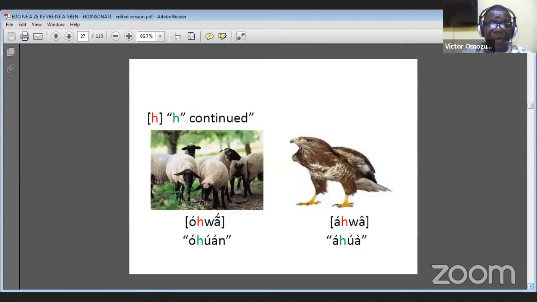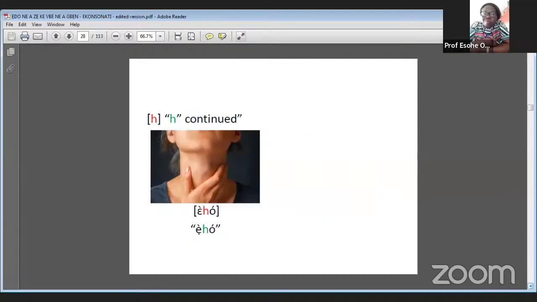He, you can see in Ohuan there, the we is following the he. The we is originally u, that is realized as a glide. The glide is we. So you say Ohuan. Ahua.